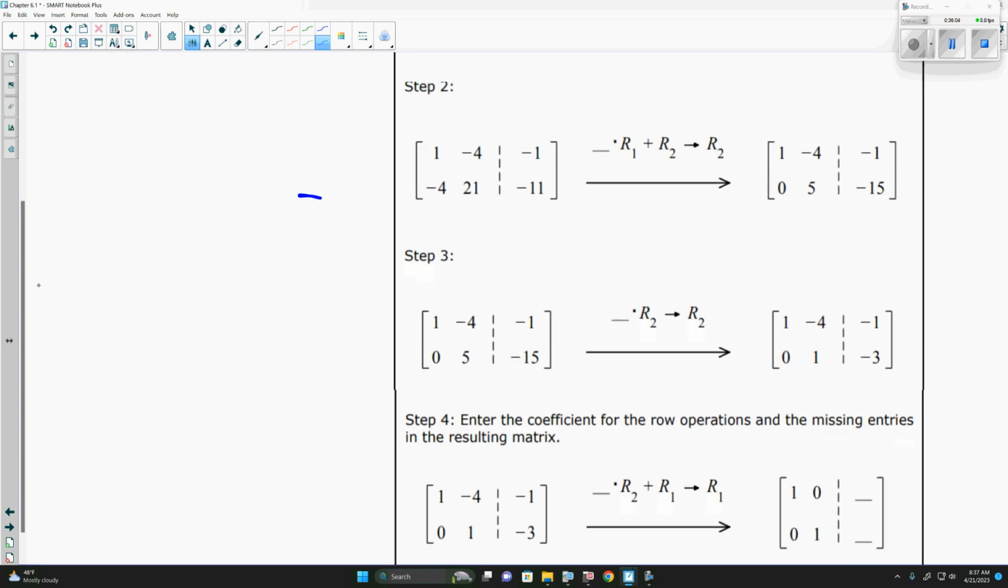Step 2, we multiplied something by row 1 and then added it to row 2, replacing row 2. So what would we need to multiply 1 by when added to negative 4 to give us 0? So we multiply it by 4, yes, because 4 times 1 would be 4. And if we add it to negative 4, we get 0. If we did 4 times negative 4, we'd get negative 16. And negative 16 plus 21 would indeed be 5. And 4 times negative 1 is negative 4. Plus negative 11 would indeed be negative 15.